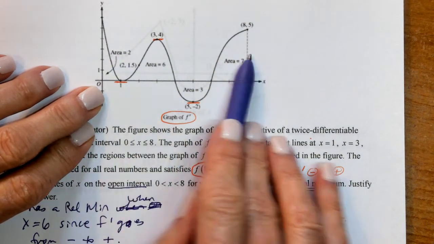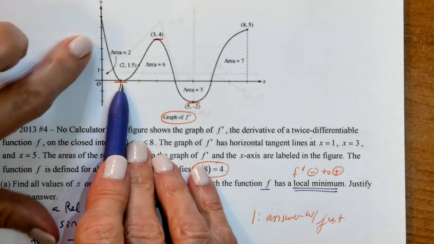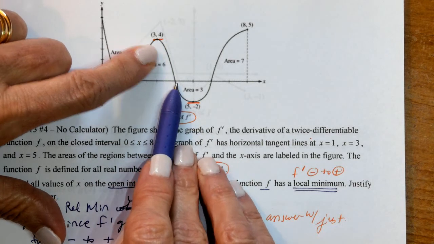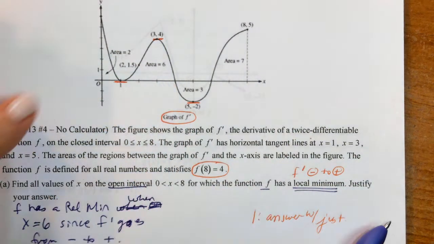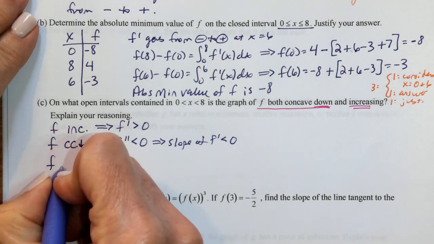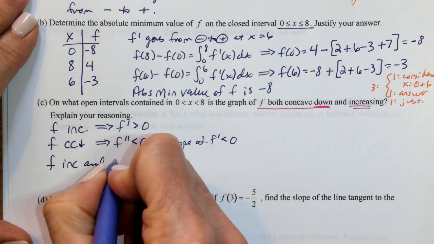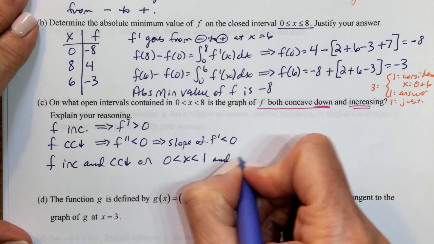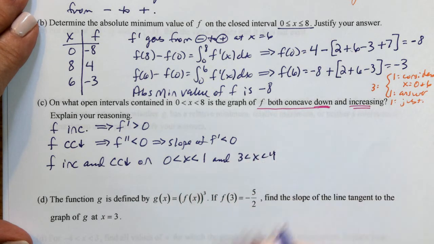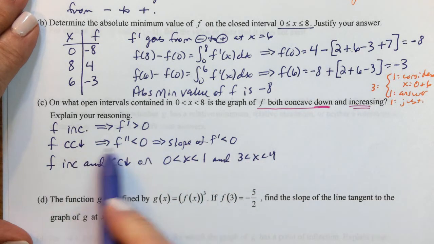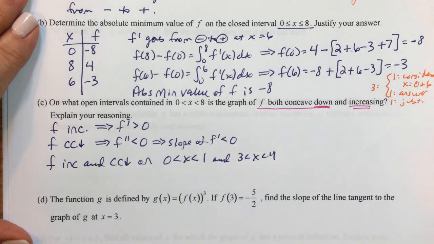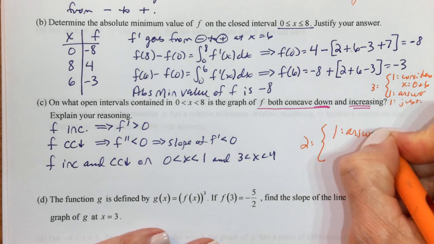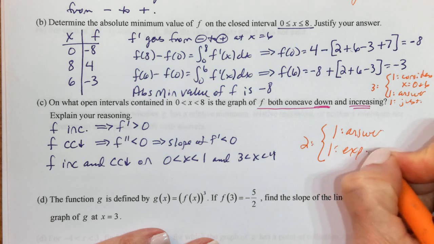I'm only above the x-axis, and my slope is negative. So between 0 and 1, between 3 and 4, and that's it. 0 and 1, 3 and 4. So f is increasing and concave down on 0 to 1 and 3 to 4. My explanation is right here. So that was worth 2 points. 1 point for the answer, 1 point for the explanation.